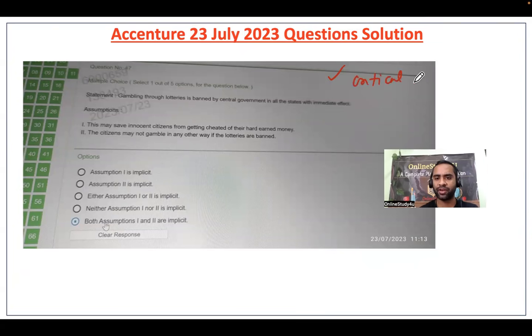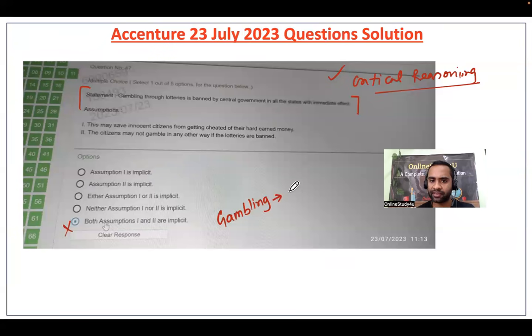Now, friends, this is one question which was asked again in reasoning, and this comes under critical reasoning, where most of the students will be quite confused. Okay, and see, the answer which has been ticked here is also wrong. Now, gambling through lotteries is banned by the central government in the states with immediate effect. Friends, one thing you should understand before we solve. See, gambling through the lotteries only the government is banning, but there are a lot of other things through which gambling is happening. Like cricket betting, football betting, hockey betting. There are a lot of things.